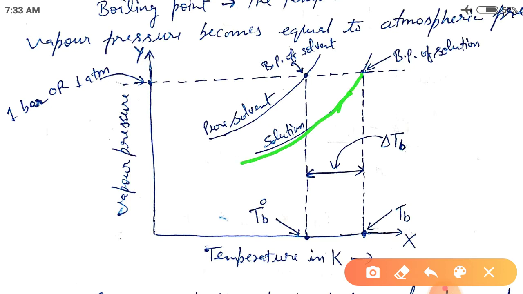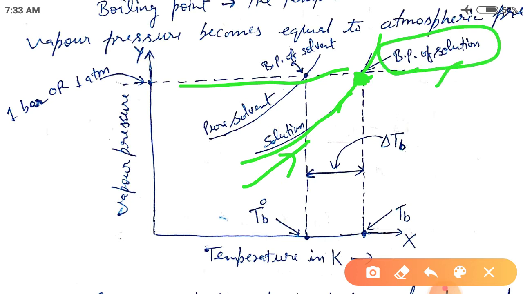Got it? And in the solution, the graph occurs as such, and the increasing vapor pressure becomes equal to the atmospheric pressure at this point. And this point is the boiling point of the solution. On the x-axis, this temperature is TB.